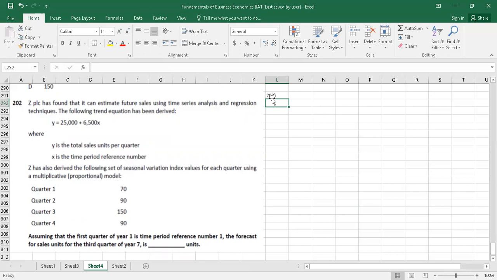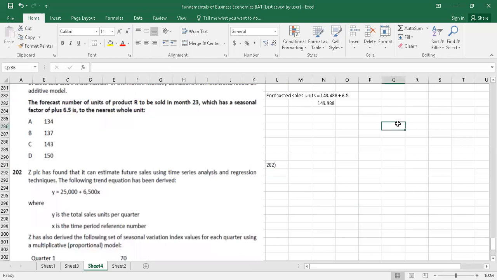Assuming that the first quarter of year one is time period with the reference number one, the forecast for sales units for the third quarter of year seven is what units? So it is quite a lengthy time period. Year seven, quarter three. Until that, the number has to be estimated. So let's just put it and then drag it and then check that. Maybe I will do the calculation on the side.